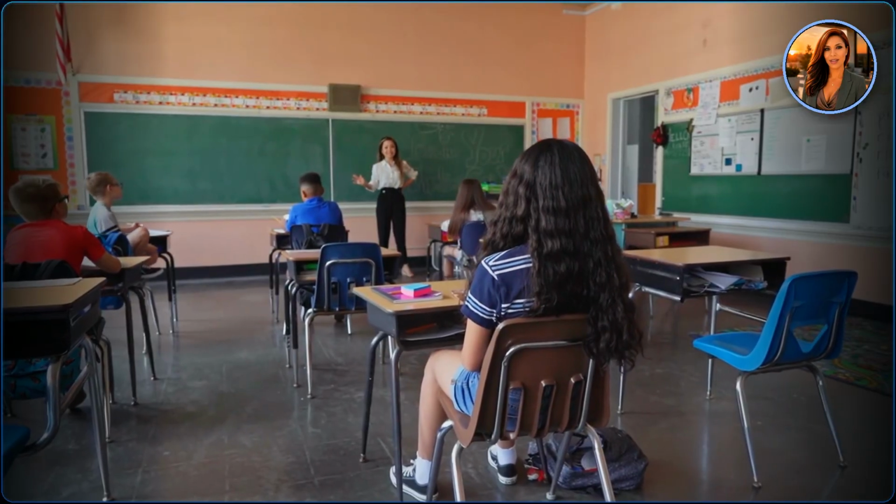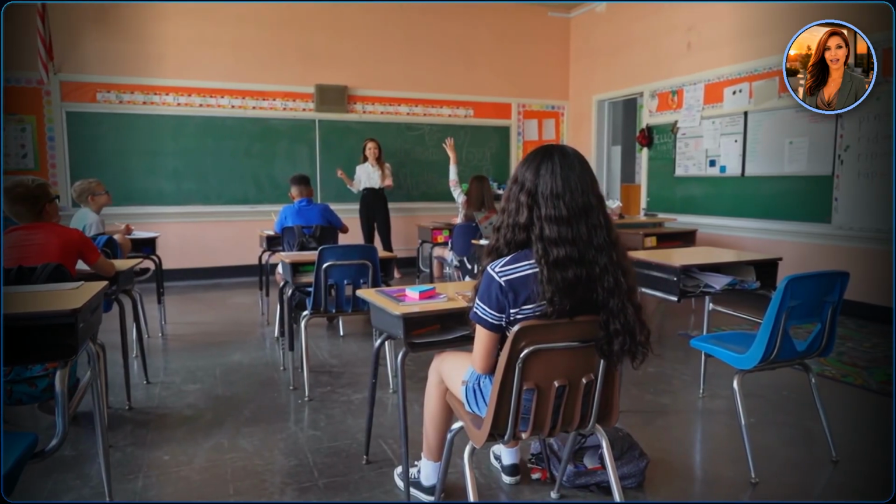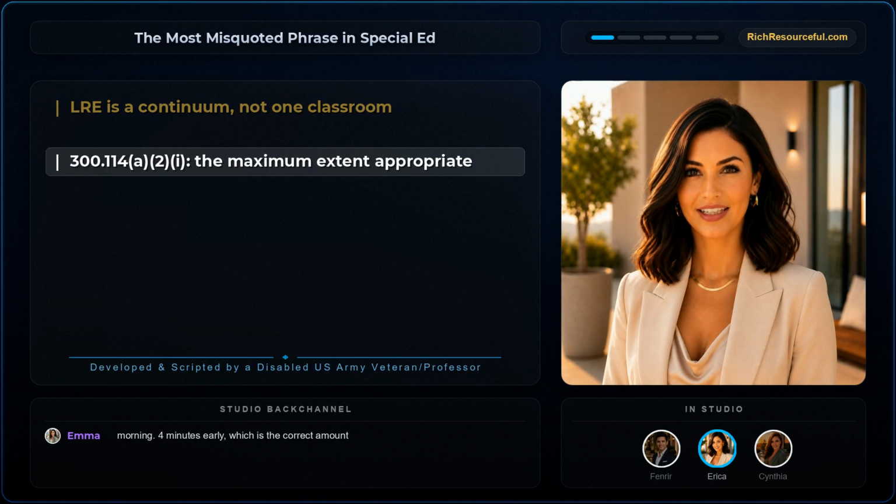Least restrictive environment covers 5 settings, and most of us were taught it means 1. There's one sentence, in a section almost no one quotes, that forbids the most common reason teams move a kid out of your room. Don't lose that thread. I'm Erica, and I'd rather read the sentence than paraphrase it.